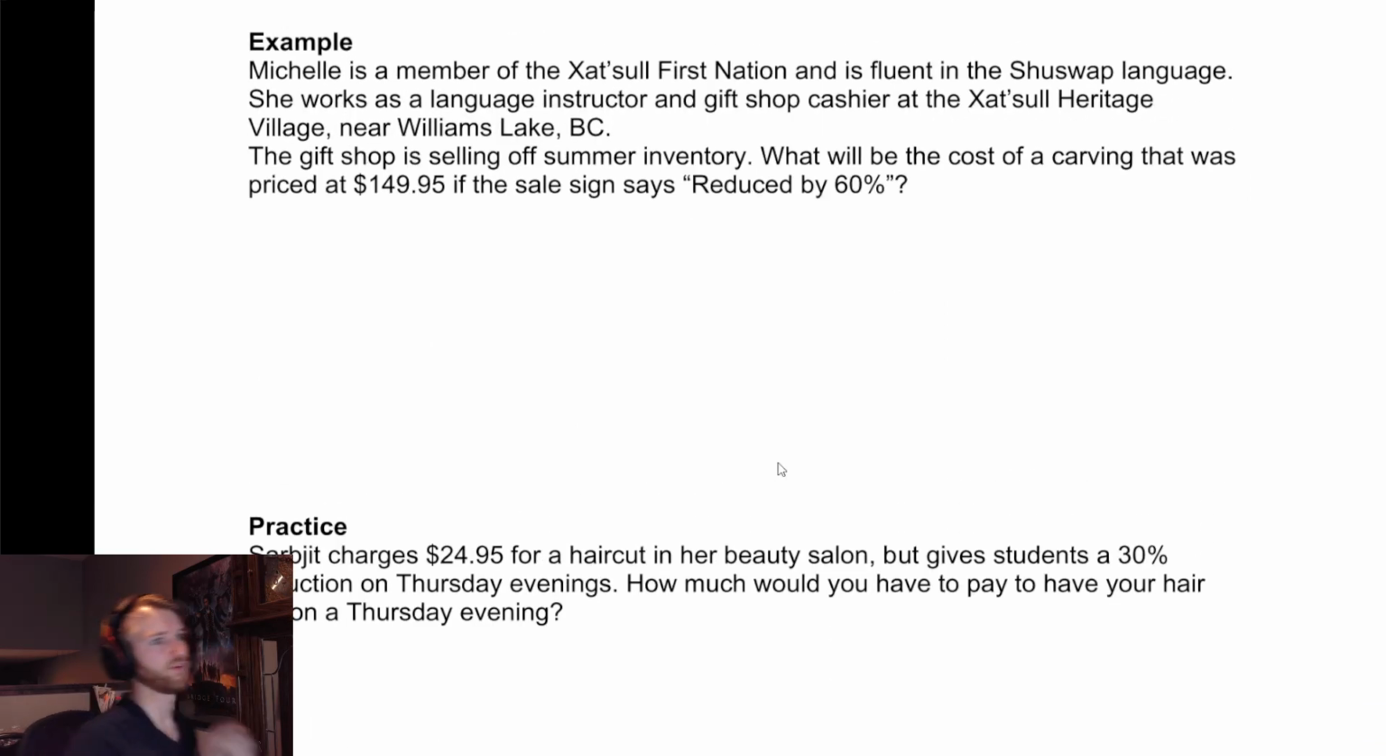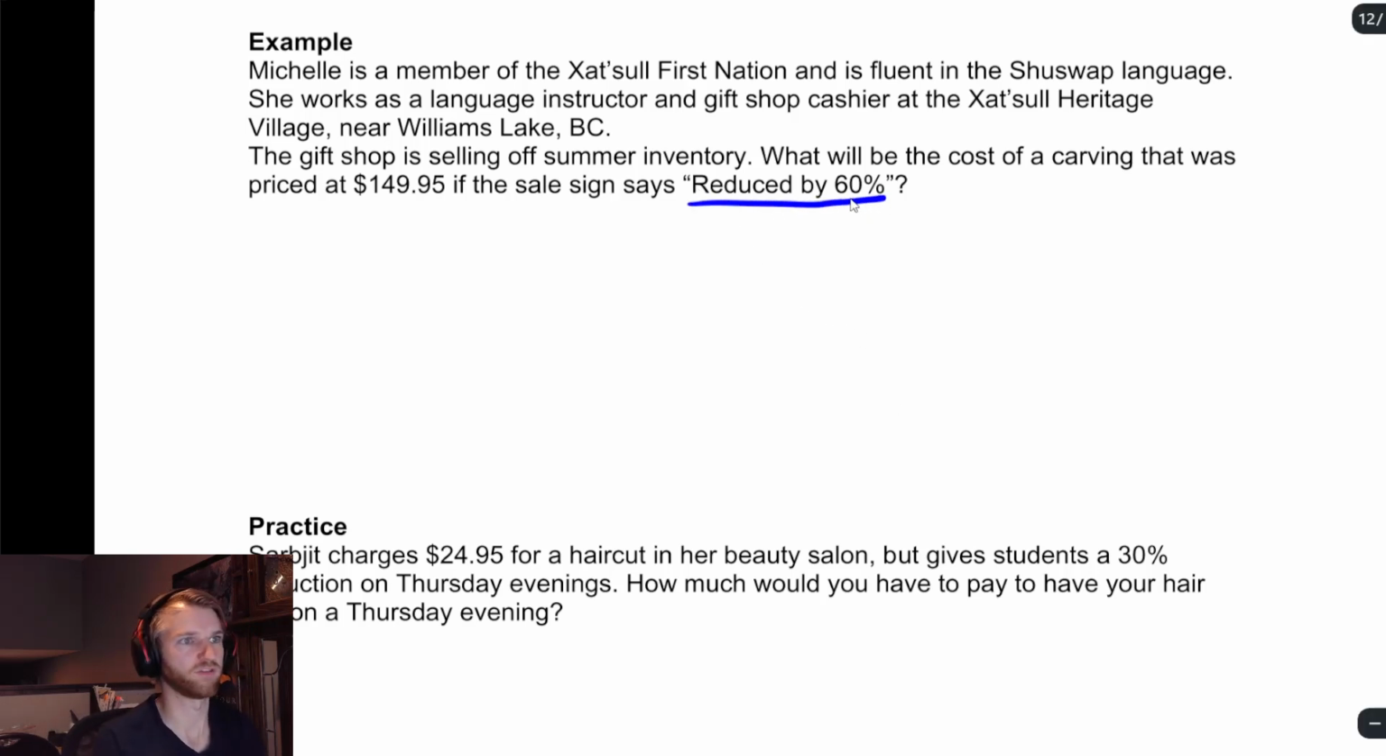This one is very similar. It's just a different wording. In this example, it is talking about something being reduced by 60%. This is someone working as a gift shop cashier at the Zatsul Heritage Village, and they are saying that the gift shop is selling off summer inventory. So what will the cost of a carving be that was priced at $149.95 if the sale sign says reduced by 60%? That's like saying 60% off. So what's the cost? How much do you have to pay? Not how much are you saving?